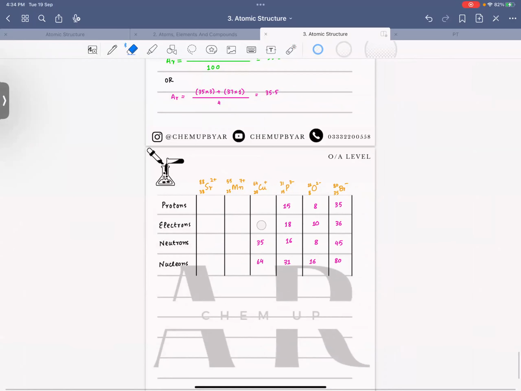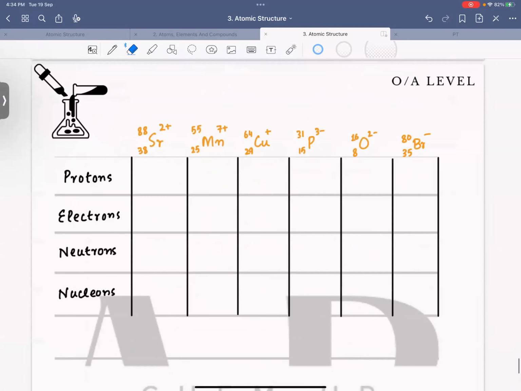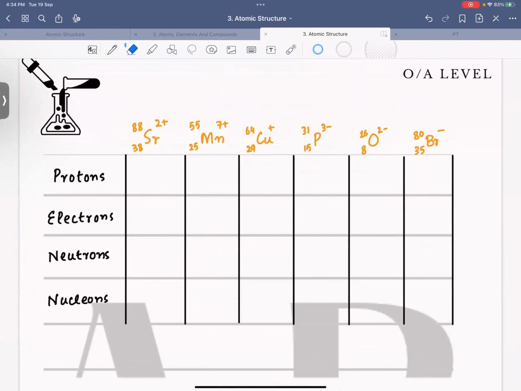So now for this you have to do it. It's your task. You got the values, you have to note down their protons, electrons, and neutrons.